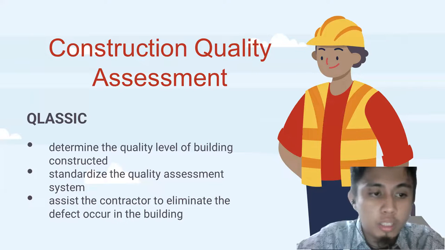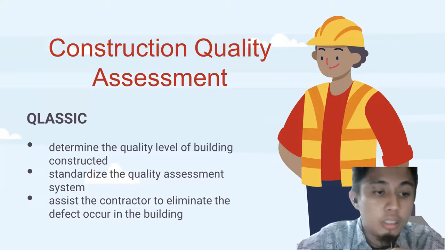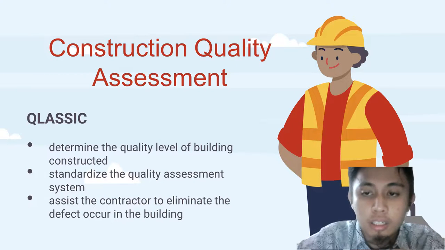So quality control in the construction industry plays a significant role to enhance the development of the construction industry. So according to the research, there are a lot of building defects occurring every year, which cause customer dissatisfaction. So in order to solve the issue, CIDB introduced the QLASIC assessment form to assess the quality of construction produced by checking the defects on the building.